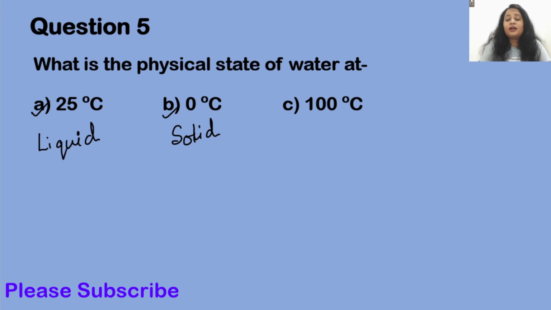solid. At 100 degrees Celsius, the water starts boiling and turns to the vapor state. Vapor is a gaseous form of water. So we can write it here, at 100 degrees Celsius, water will be in the gaseous form. Okay, this is the solution for the question number 5 from the NCERT textbook class 9, chapter number 1, Matter in Our Surroundings.